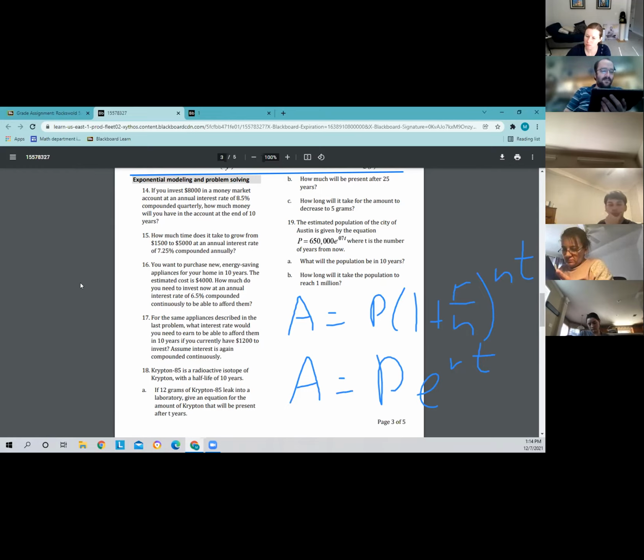So if you invest 8,000 in a money market account at an annual interest rate of 8.5% compounded quarterly, how much money will we have in the account at the end of 10 years? So which one of those formulas are we going to use? I think it's the Pert. Well, how do we know which formula to use? Because we have the principal is 8,000, we have the rate, which is 8.5%, and we have the time, 10 years.